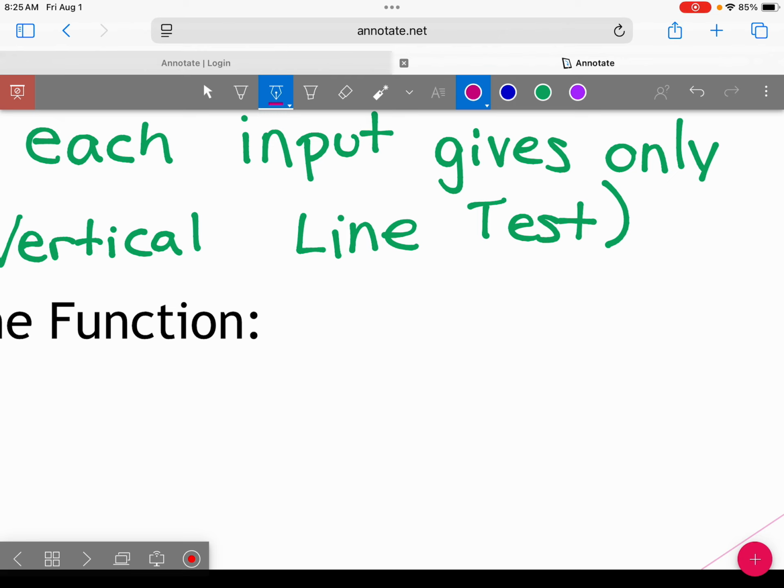Or if I have 2 Mountain Dew buttons, because sometimes they'll do that with Coke or Pepsi, because a lot of people like cola. If there's 2 ways that I can get Coke or Pepsi or whatever, it's not one-to-one, because I have 2 different options to get that same output.